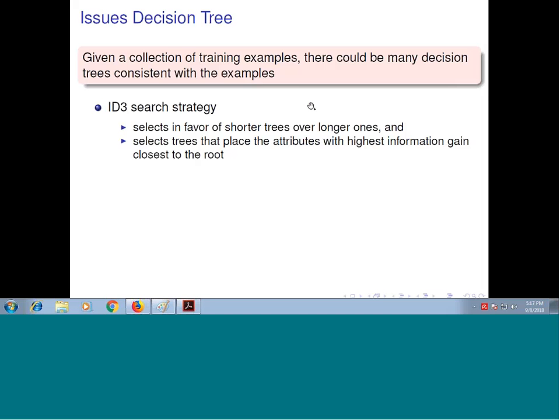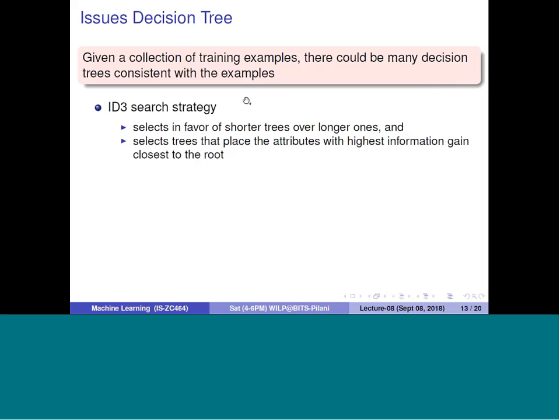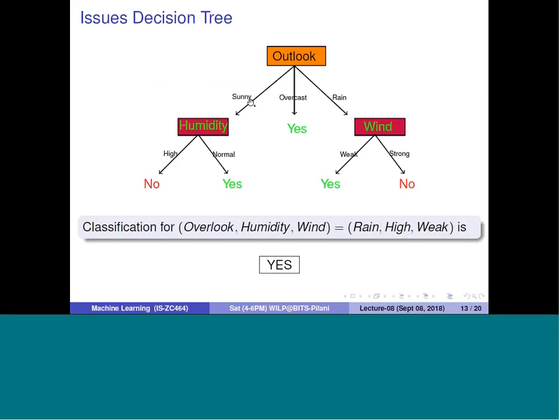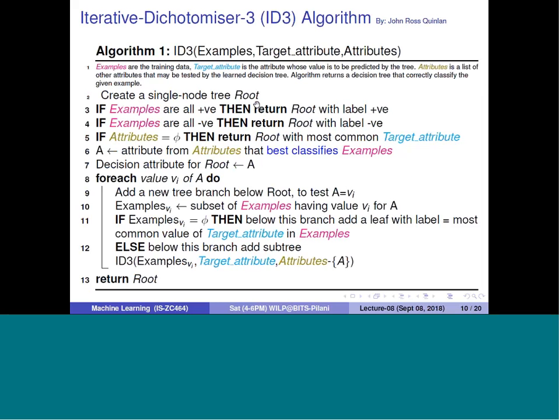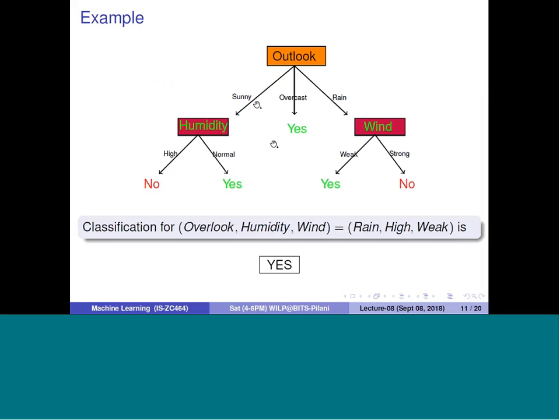And one issue that is very important is that, given a collection of training examples, there could be many decision trees consistent with the examples. What do I mean by consistency with the examples? It means, given the examples, if I give you a tree that would correctly classify all the examples, meaning for all the training examples it is going to classify correctly, then it is consistent. So somebody can ask how it is possible, because I am going to use this formulation. So how can it be possible?